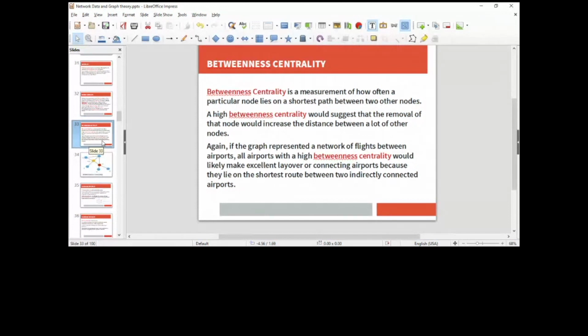Now, betweenness centrality is the measure of how often a particular node lies on a shortest path between two other nodes. Let me say this again. Betweenness centrality is a measure of how often a particular node lies on a shortest path between two other nodes. A high betweenness centrality will suggest that removal of that node will increase the distance between a lot of other nodes. Now, let me give you an example of this. An airport.